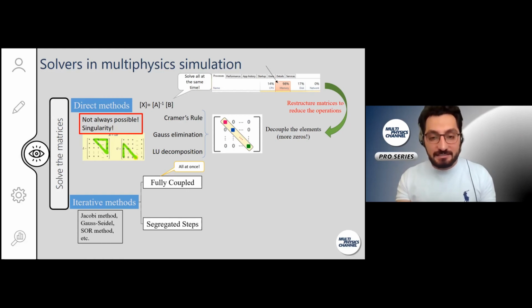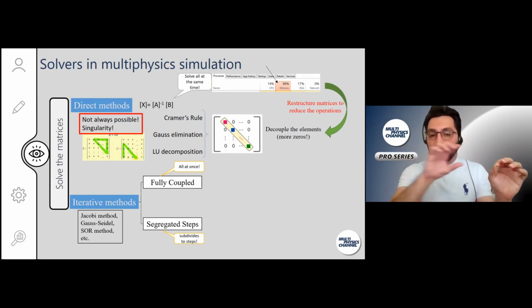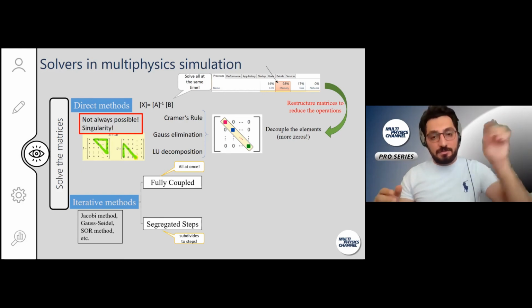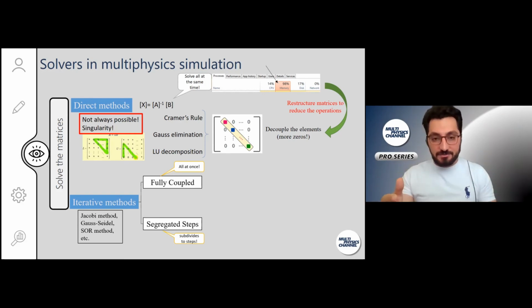But in segregated steps, the concept is that I subdivide that matrix, for example, into 3 different parts. Then I put the first guess, solve for the first part, then go to the second part, then the third part, check the residual, it's not satisfactory, next guess, and continue this process. This is the difference between fully coupled and segregated steps.